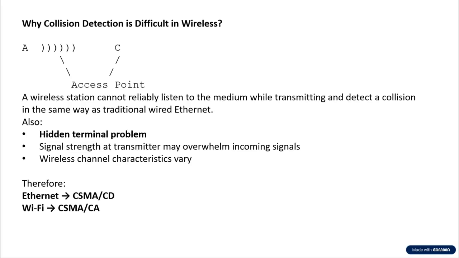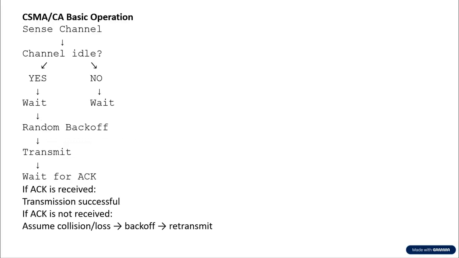Why is collision detection difficult in wireless? Because we have already talked about the hidden terminal problem and the exposed terminal problem. A wireless station cannot reliably listen to the medium while transmitting and detect a collision in the same way as in Ethernet. Because of the hidden terminal problem, the characteristics of the wireless channel may vary. The signal strength at the transmitter may overwhelm incoming signals. So all these factors contribute to the reason that collision detection is very difficult in wireless LANs. Therefore, Ethernet uses CSMA/CD, whereas Wi-Fi uses CSMA/CA.